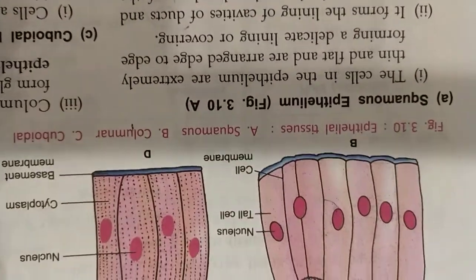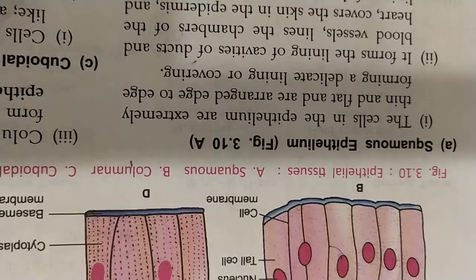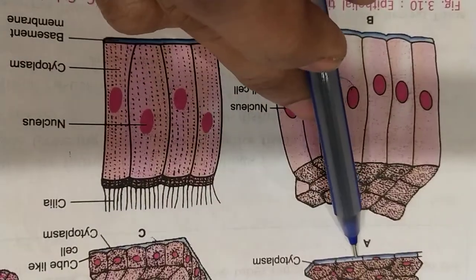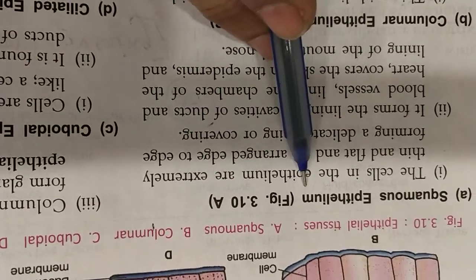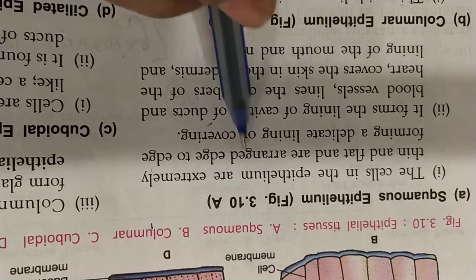Now squamous epithelial tissue. Squamous cells are very flat. In squamous epithelium, the cells are extremely thin and flat, and they are arranged edge to edge, forming a delicate lining or a covering. It forms the lining of the cavities of the duct and blood vessels, lining of the chambers of the heart, covering of the skin in epidermis, and the lining of the mouth and nose.